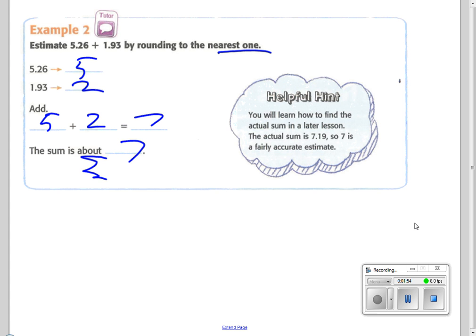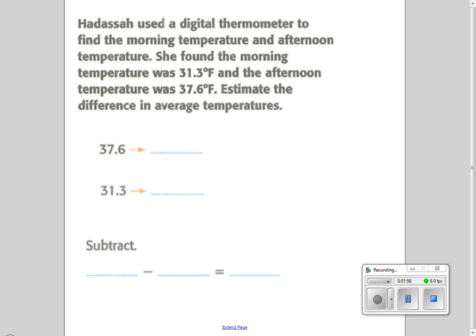All right, so now we have the next problem, which is with some subtraction. Okay. Hadassah used a digital thermometer to find the morning temperature and afternoon temperature. She found the morning temperature was 31.3 degrees Fahrenheit and the afternoon temperature was 37.6 degrees Fahrenheit. Estimate the difference in average temperatures.